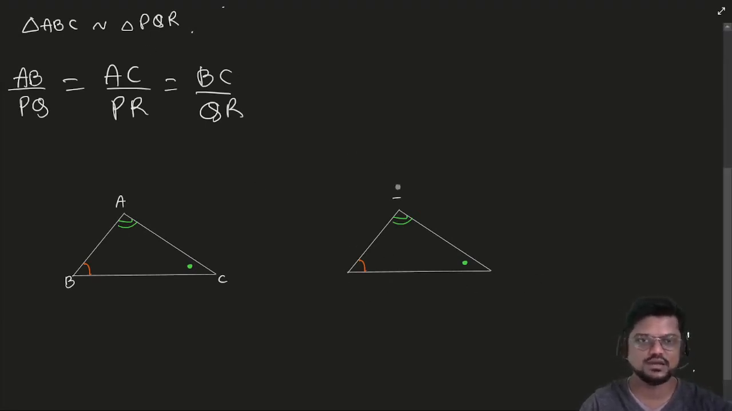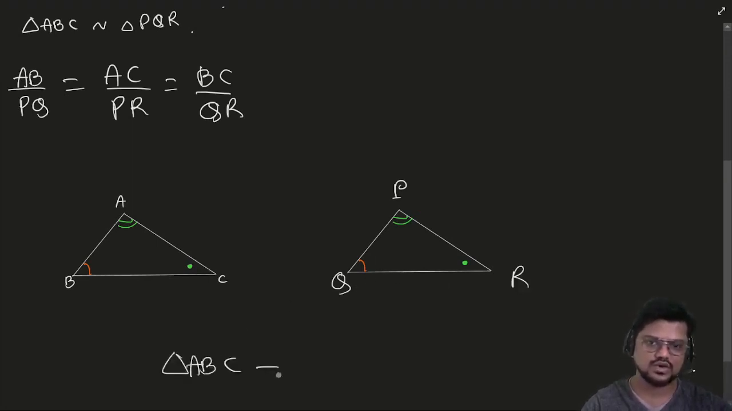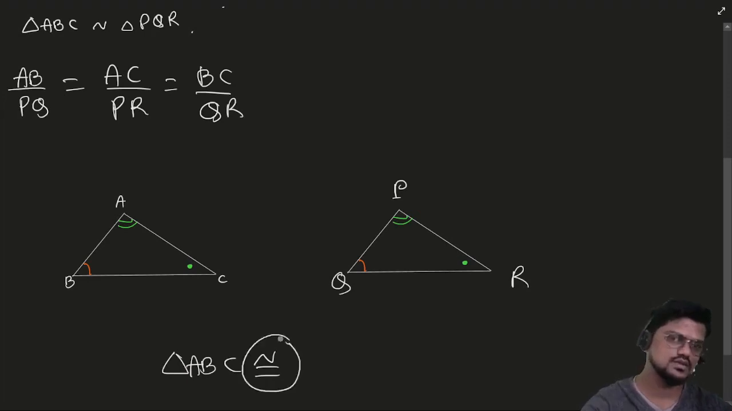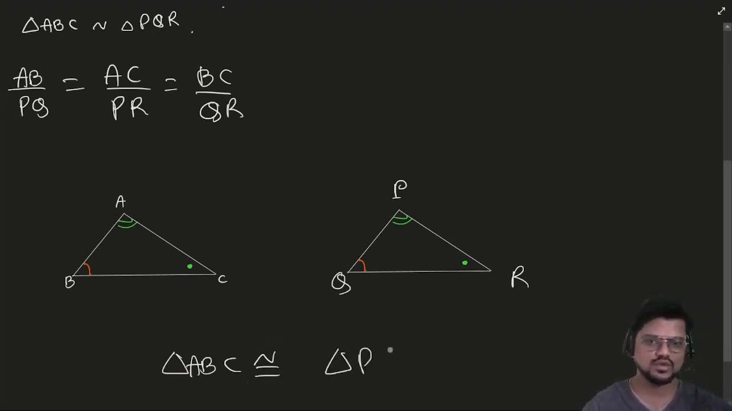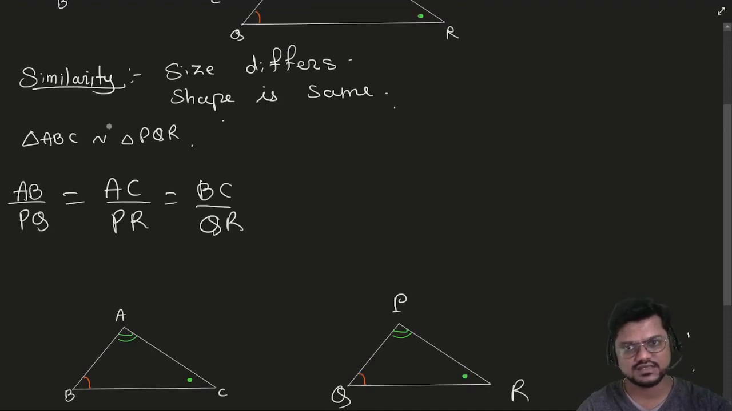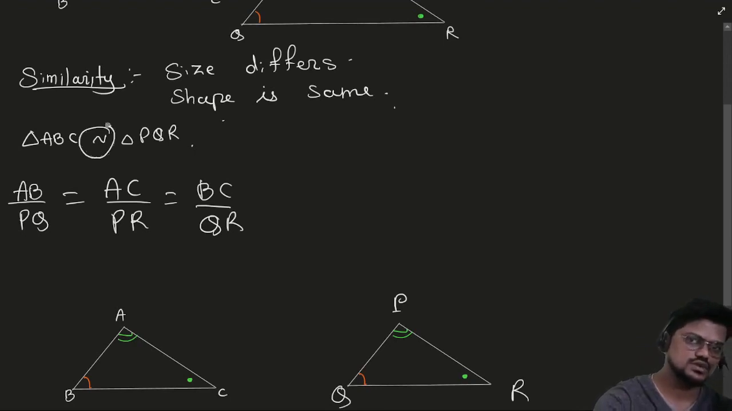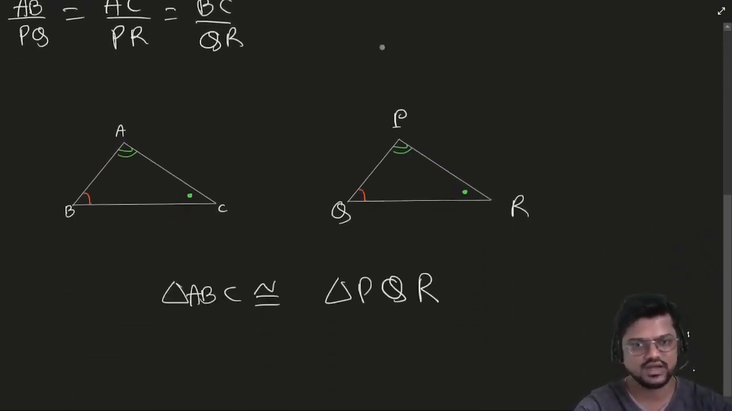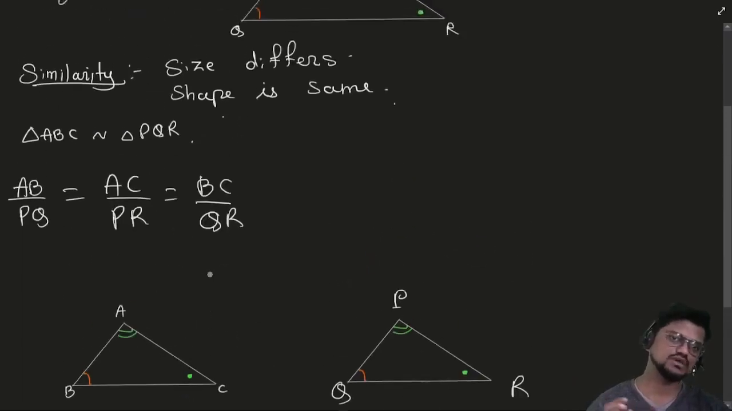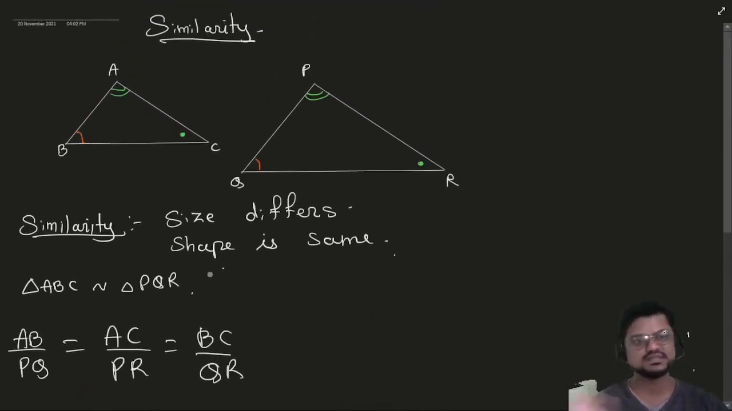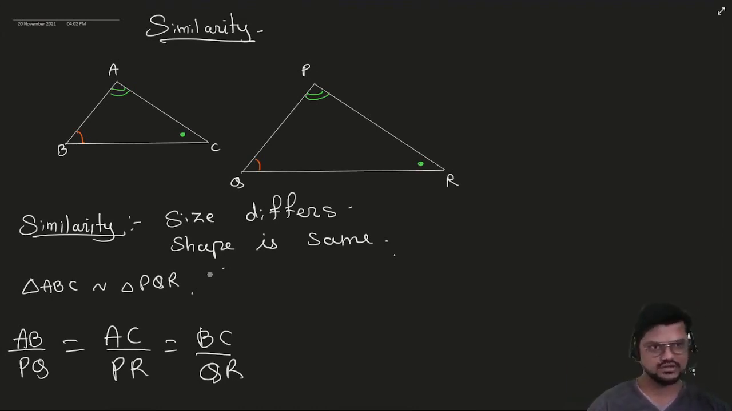If I say this is my triangle PQR, then in this case, triangle ABC will be congruent. Congruency is given by this sign, triangle ABC congruent to triangle PQR. And when they are similar, we write it like this, one S type which is horizontal. When they are similar, we write like this, and when they are congruent, we write it like this. Is that clear? What is congruency? When the shape and size both are the same. And what is similarity? When the size is different, but the shape is the same. Got it?